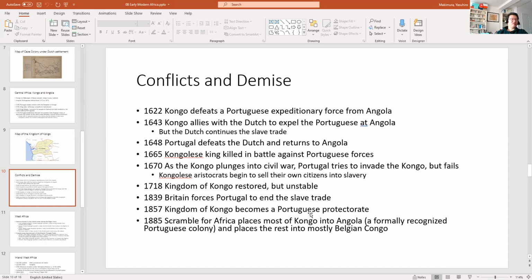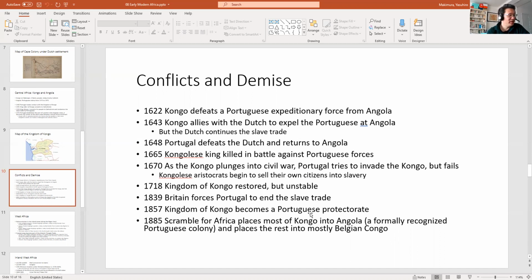the King of Congo asked the Portuguese king to be allowed to be his vassal. So he will no longer be the equal of the Portuguese king. He will be a vassal of the Portuguese king. And with that, the Congo becomes a protectorate, right?